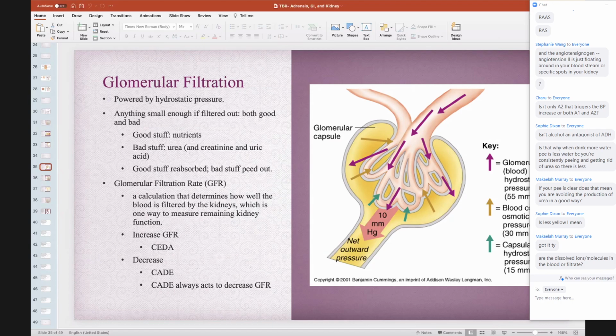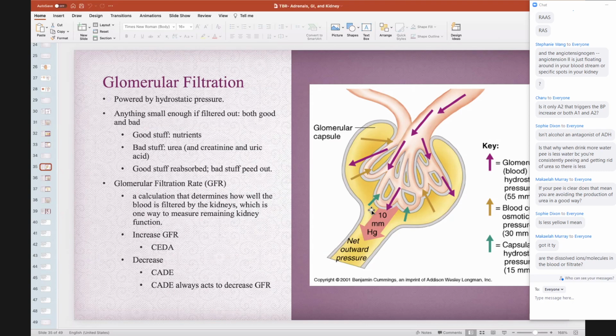So the question is about all these dissolved ions and molecules in the blood or filtrate. That is a great question. They're all in the blood. All these dissolved molecules and ions are in the blood, but as it goes through the glomerulus, it's going to be filtered out and it will become part of the filtrate. Anything that leaves the glomerulus and enters into the nephron becomes filtrate. The rate at which we filter the blood is called the glomerular filtration rate, or the GFR.